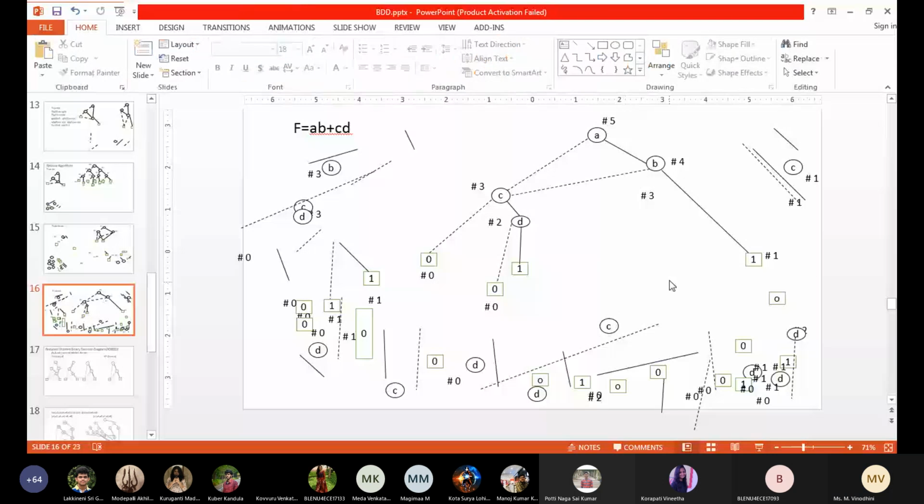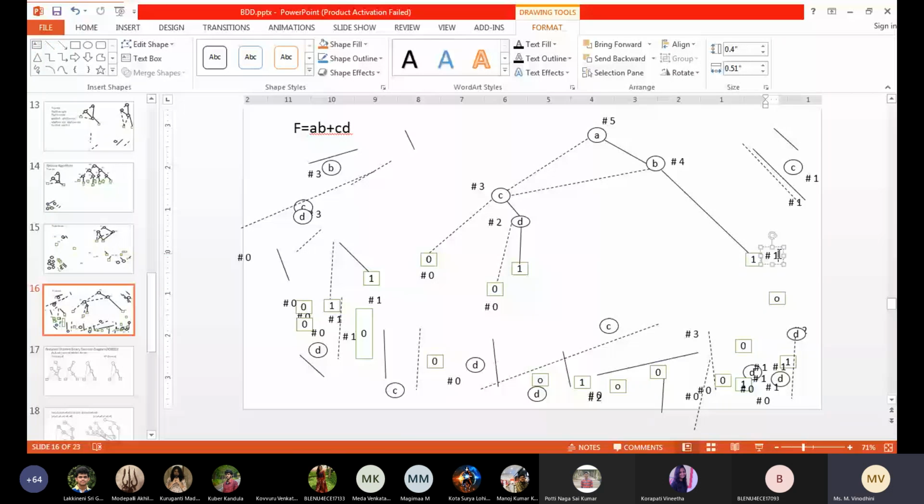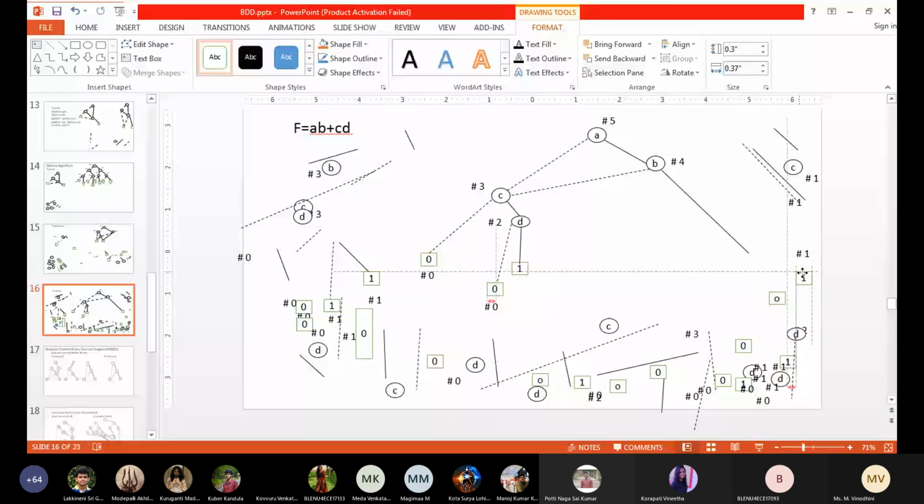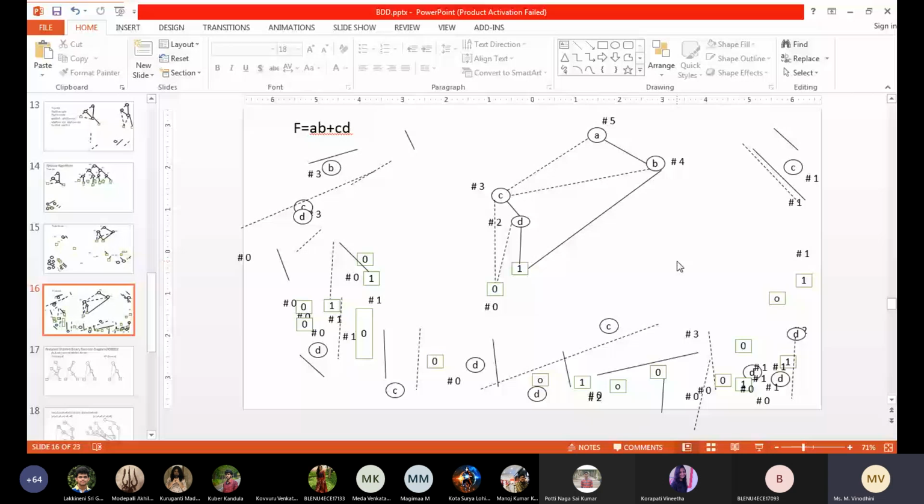Okay. Anything else, students? That's all, ma'am. How many leaf nodes are there? You see, they have to be made common, right? Okay, ma'am. This has to be connected here. Yeah, done. Correct.